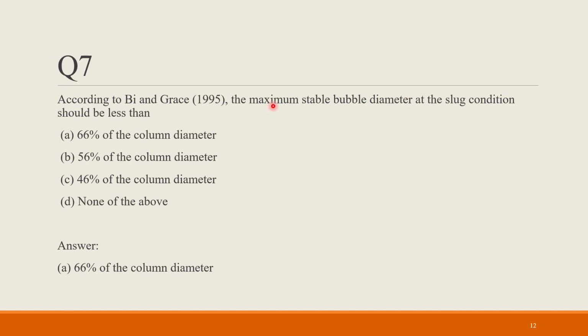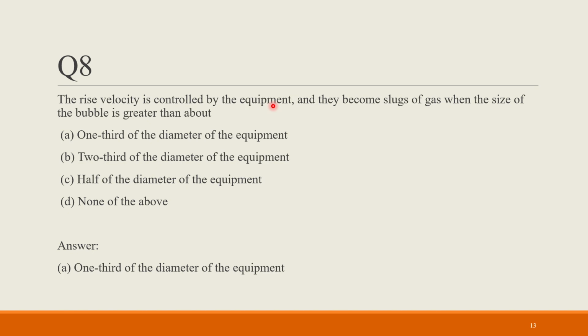The bubbles should be growing till they reach 66% of the column diameter. At that point, the bubbles would remain stable. Once it exceeds that, the bubbles would start to break. This is what was given in 1995. So the answer is 66% of column diameter.